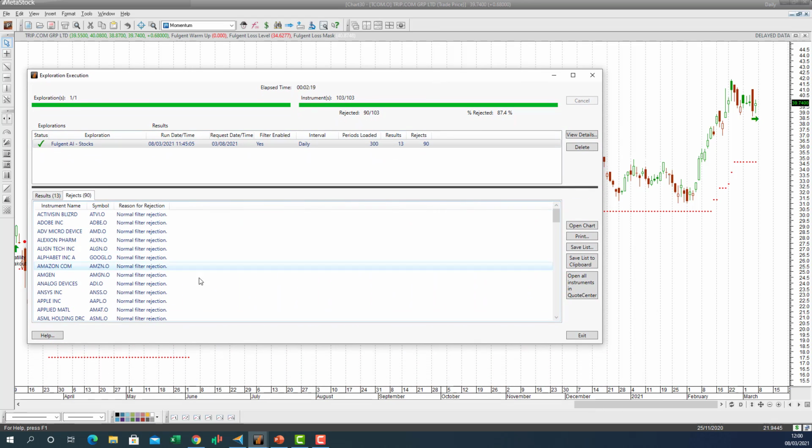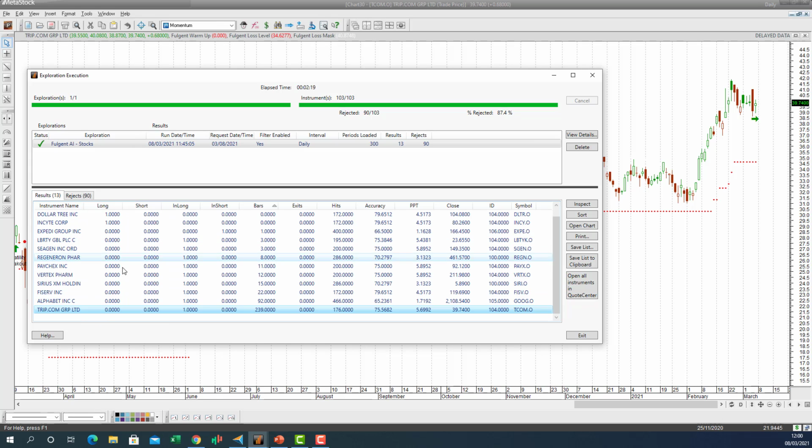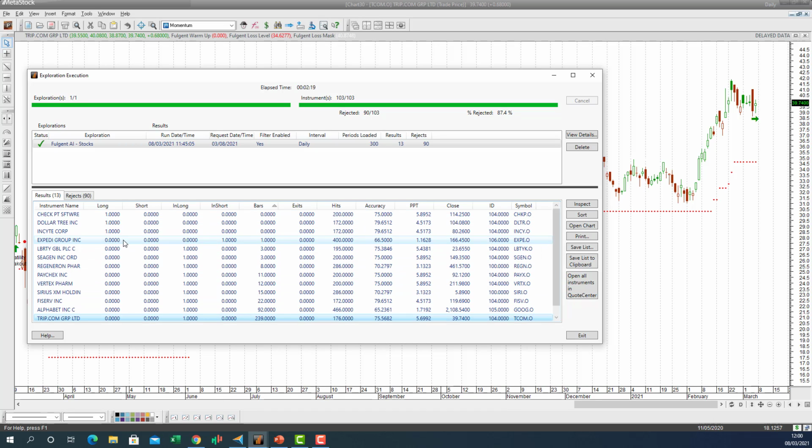There have been 90 rejects, normal filter rejections, so some of them might be where they recently fired the signal, or they reached the stop loss or the profit target. But these are some of the hot new names based on today's screen, and it will be interesting to see how these trade this coming week.